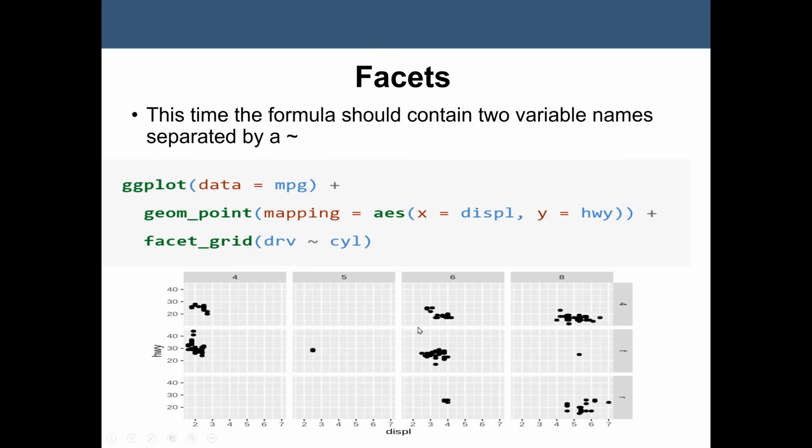So again, facet makes it possible for us, based on the data, to write a subplot for each category. This plot again is for 4-cylinder cars. This plot here is for 8-cylinder cars with a highway between 20 to 40.